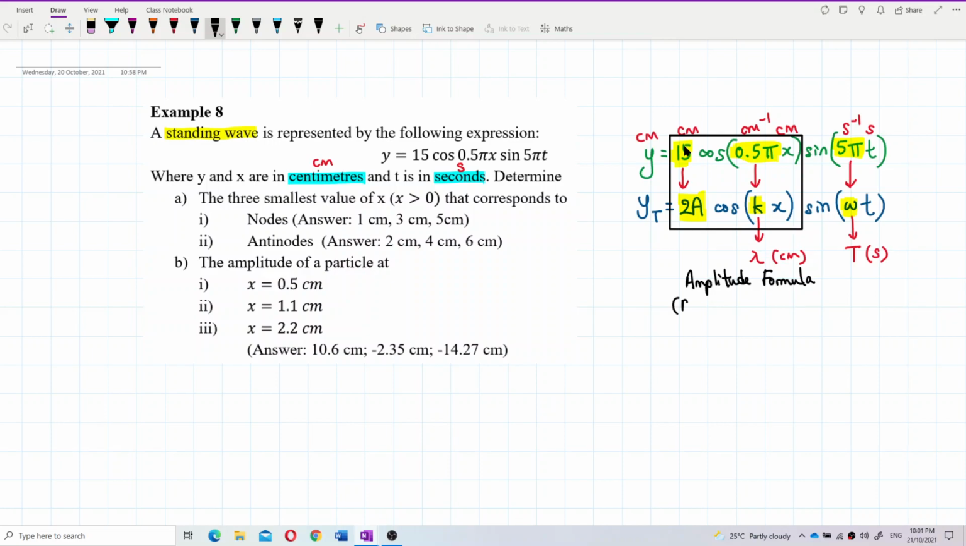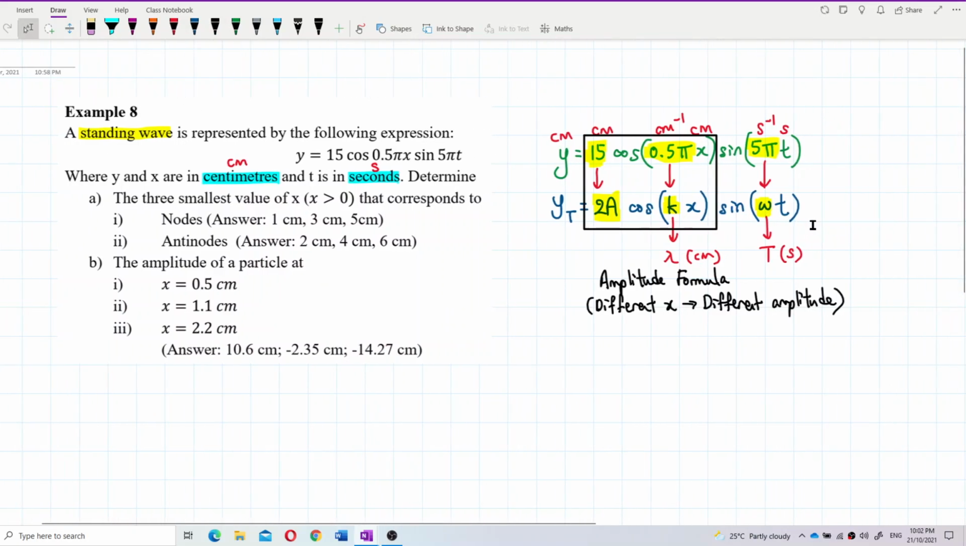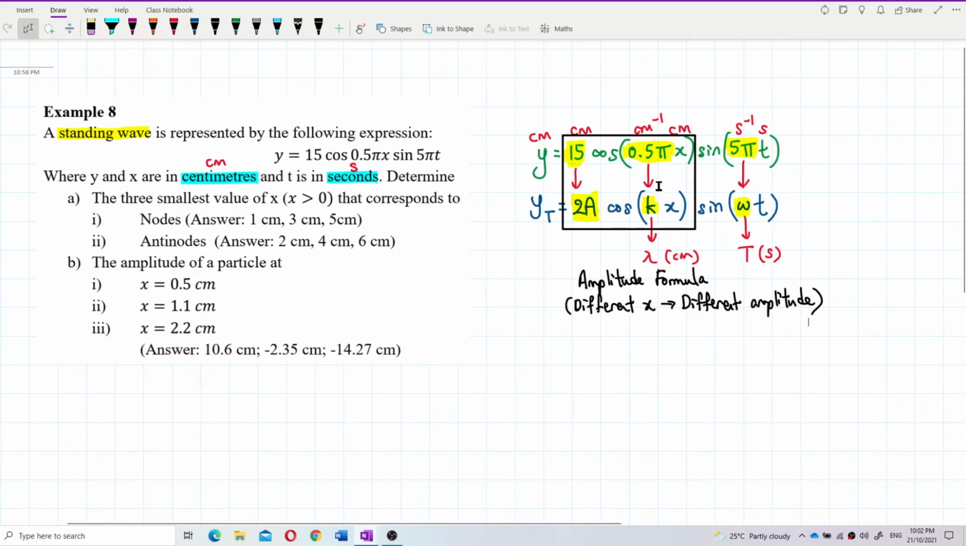Another way to say it is that different values of x will have different amplitude. So this whole thing is actually the amplitude.